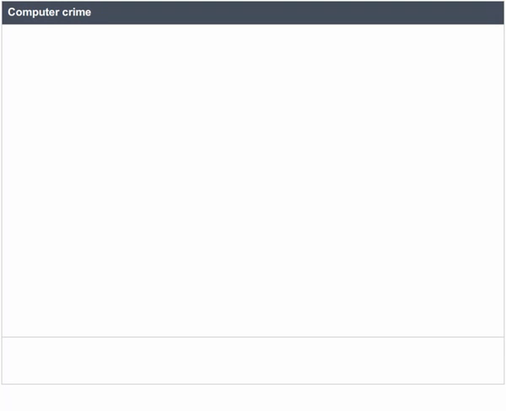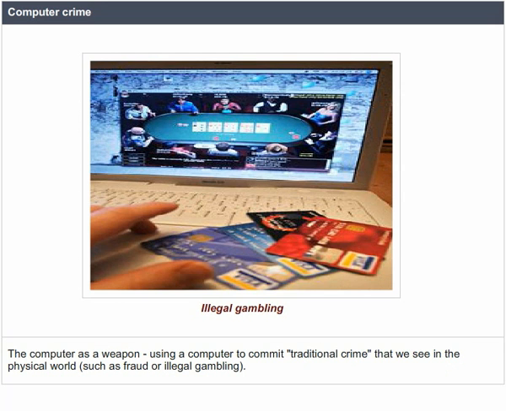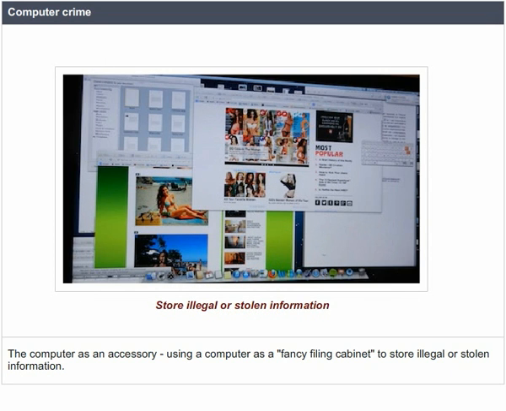Computer crime. The computer as a target: attacking the computers of others. Spreading viruses is an example. The computer as a weapon: using a computer to commit traditional crime that we see in the physical world, such as fraud or illegal gambling. The computer as an accessory: using a computer as a fancy filing cabinet to store illegal or stolen information.